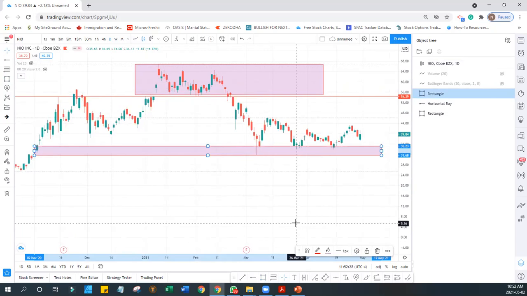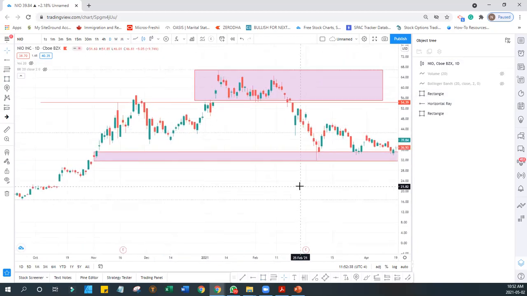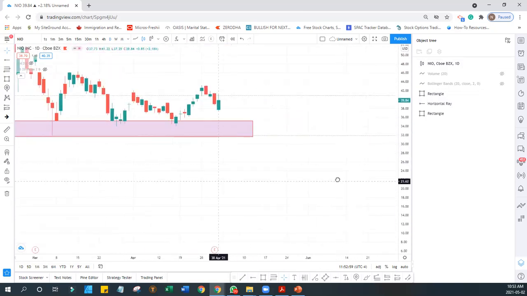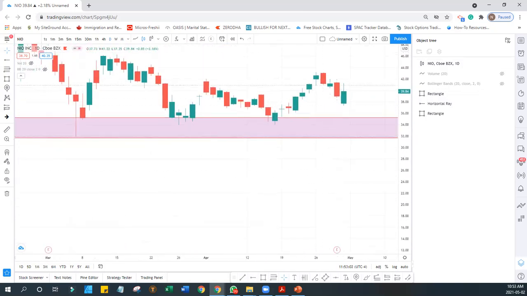It's subjective from person to person, because if I am here, I will draw body to body or wick to wick. Some people go wick to wick, some people go body to body. It's all subjective. Everybody has a different way of drawing trend lines and everything. So you need to figure out the way that feels better to you.